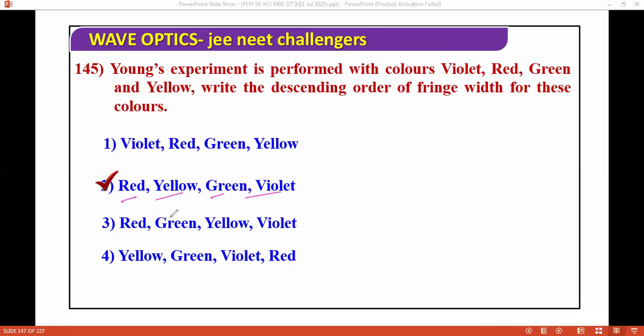Okay, so basically you will keep in your brain that the fringe width beta is proportional to lambda D by d. If lambda is high, then fringe width is high. So you can attempt this question like this. This question is very important from the exam point of view. So you can solve this question. Now we are moving ahead to the next question.